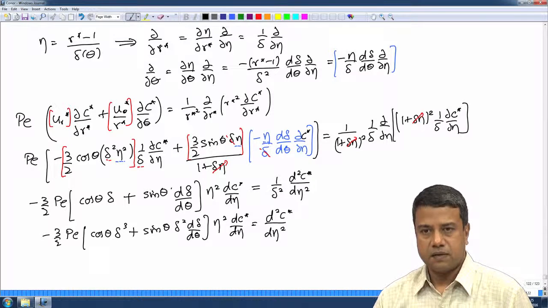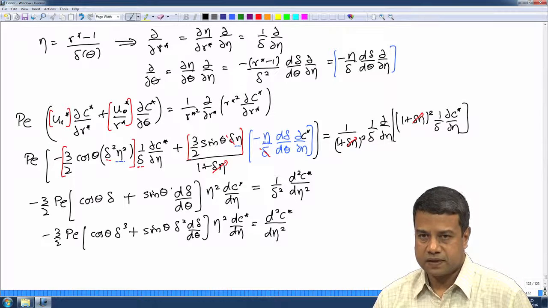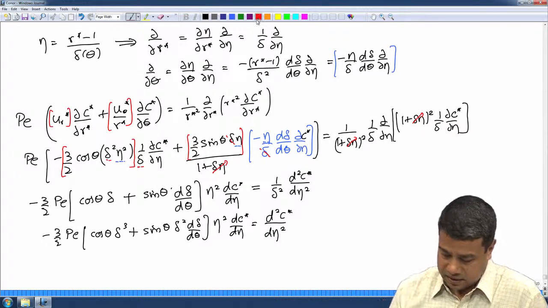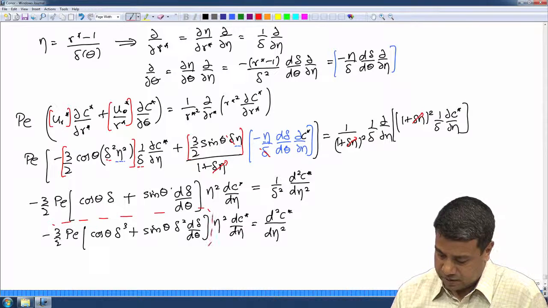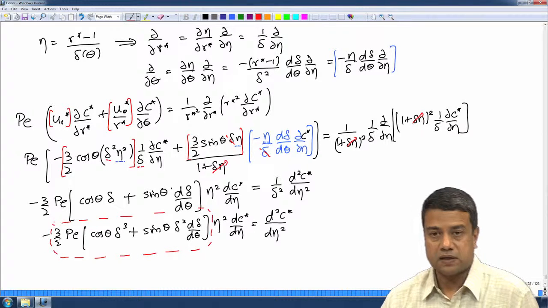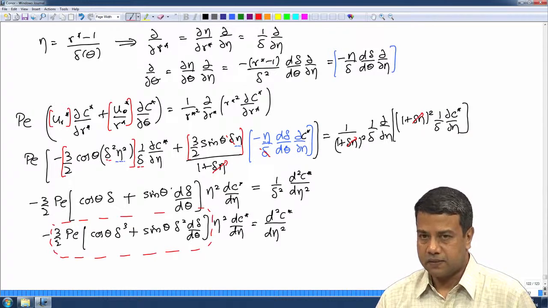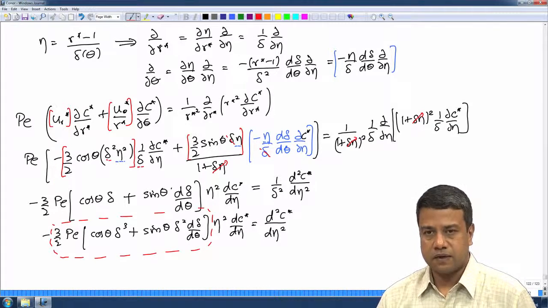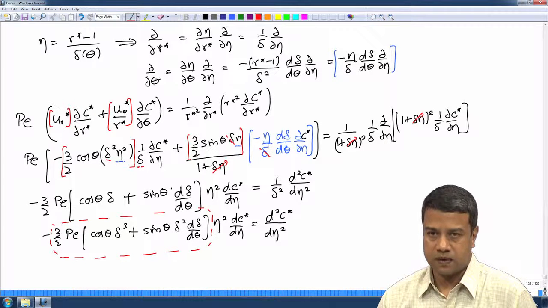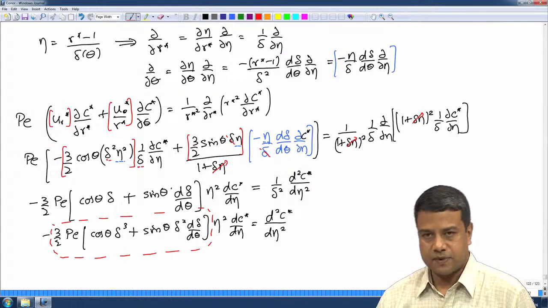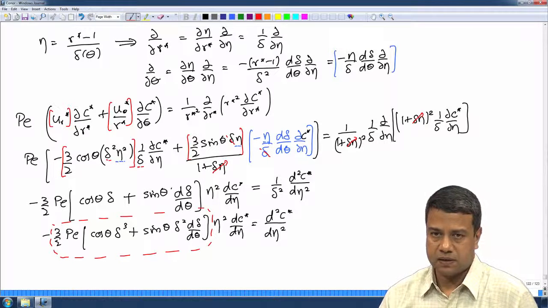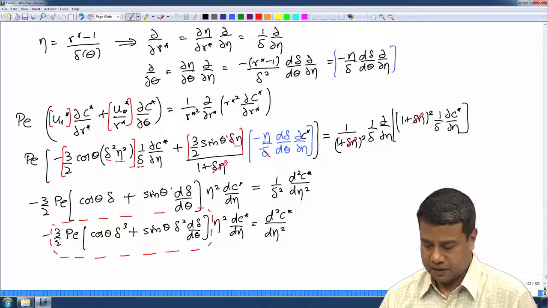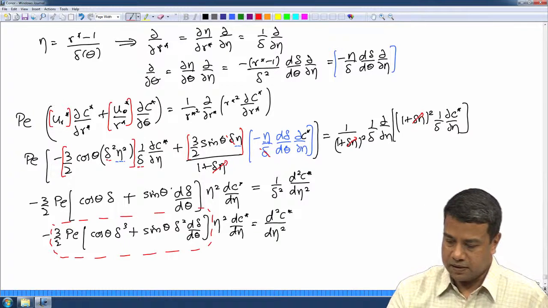For this equation to have a similarity solution, this entire function, which is a function of delta, has to be a constant. That constant can be any value. The solution for a given constant in terms of eta will depend upon that constant, but when I express it back in terms of r and theta, it will no longer depend on that constant. So, from the similarity condition, I get two equations.